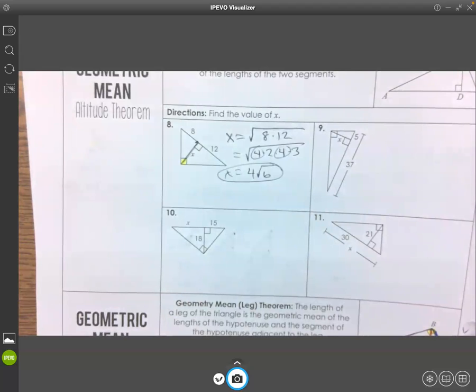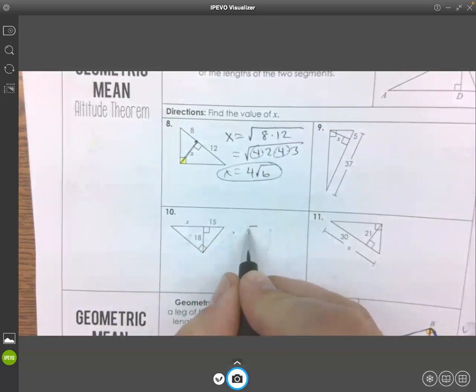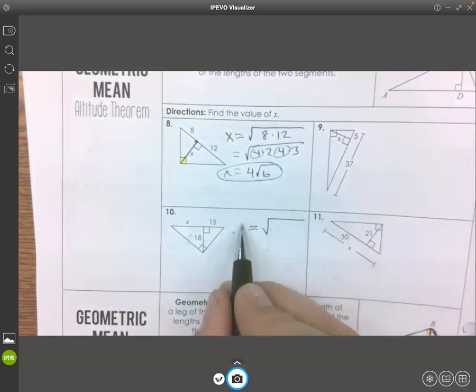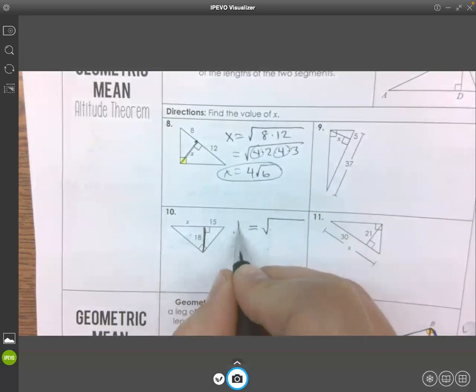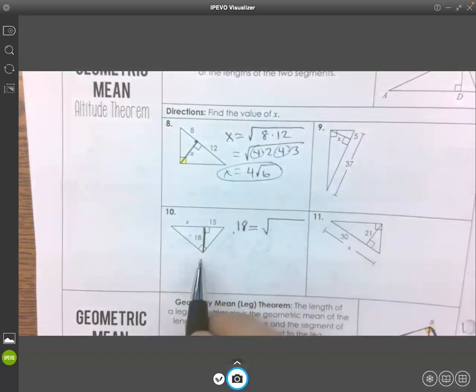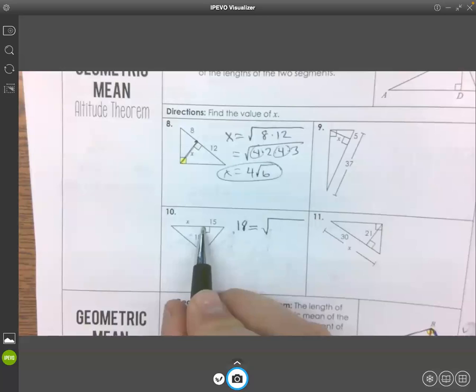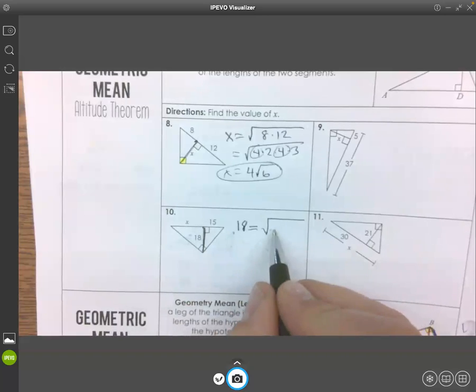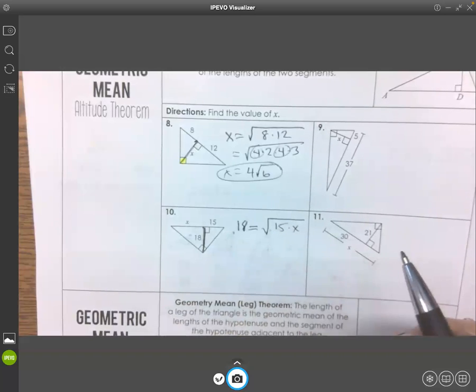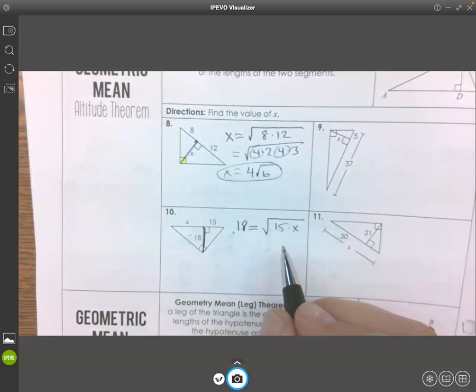What about 10? I know it's going to be something equals square root of something. What goes here on the left by itself this time? Good, because coming out of here is the side marked as 18. And 18 ends there, which means what two parts go inside here? 15 times x. This one's going to take a different process of solving that. How do I get in there to get that x?